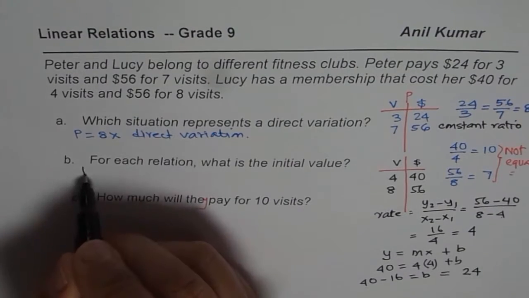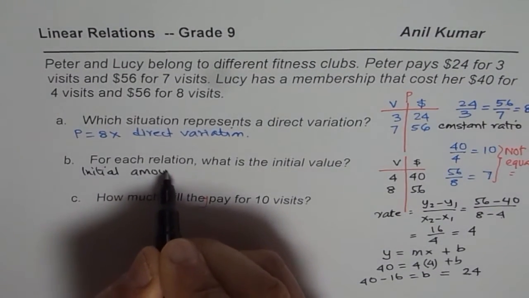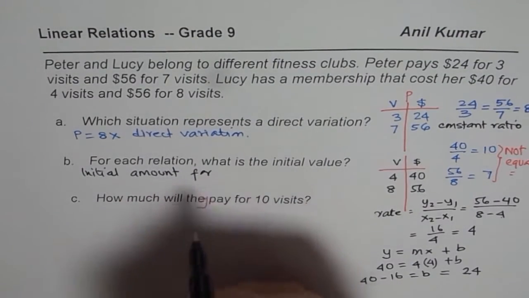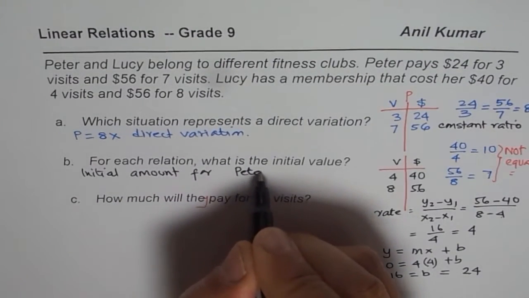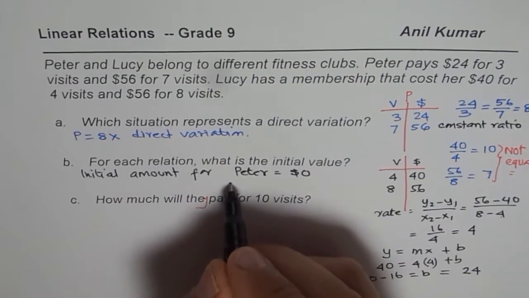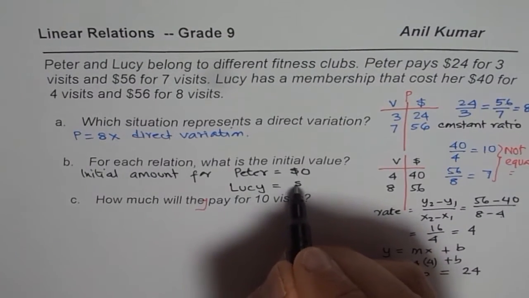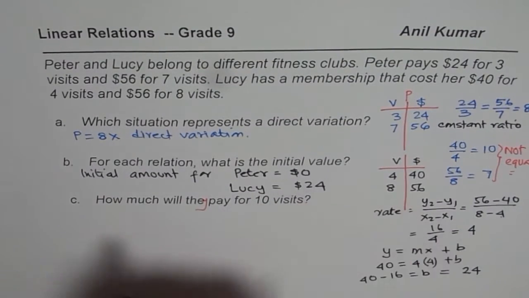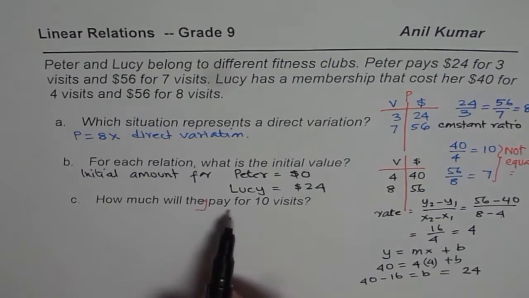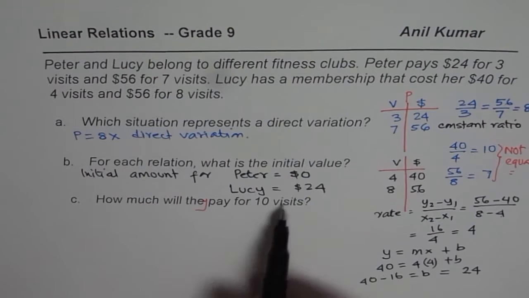The initial amount for Peter is $0, and for Lucy it is $24. Now part C is how much will they pay for 10 visits. We have the equation now, so we can find it.